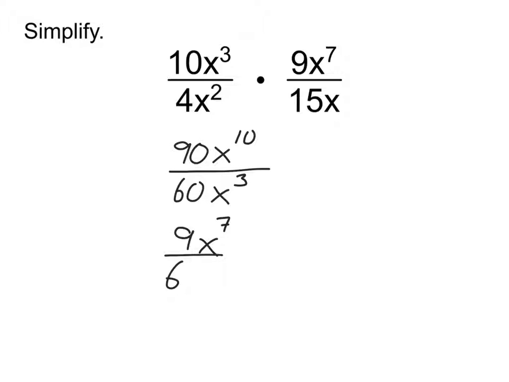So we have 9x to the 7th over 6, but you know what? This one's being a little bit tricky for us. Because I can simplify this a little bit more. It's easy to see between 90 and 60 that I can divide them both by 10, but there's actually something even bigger, wasn't there?